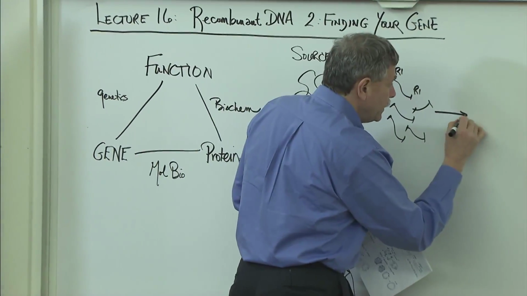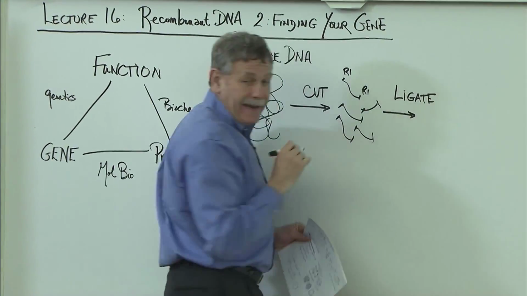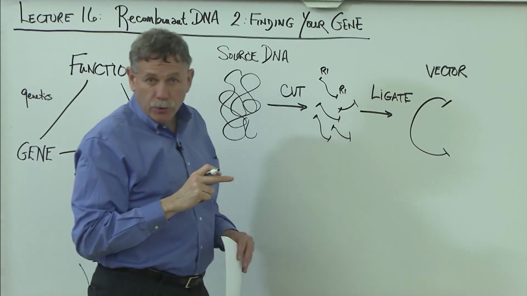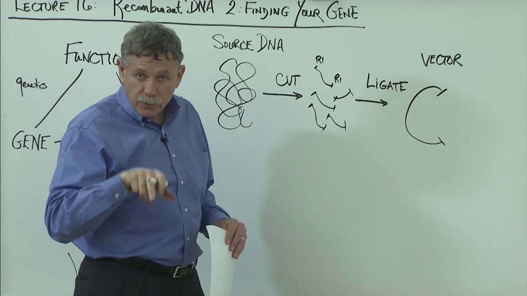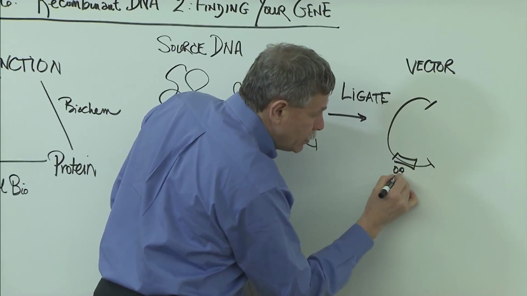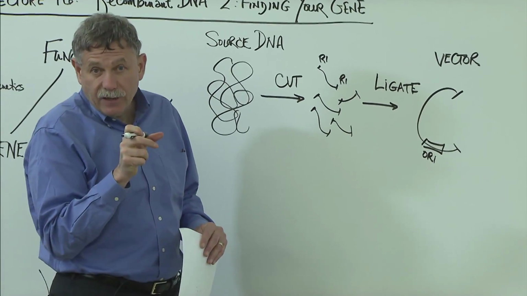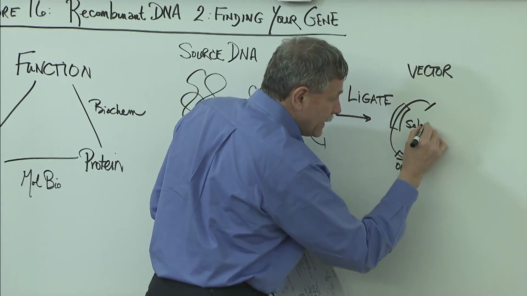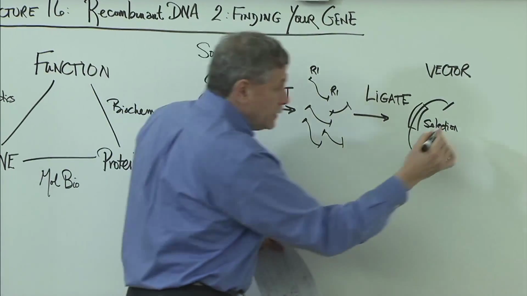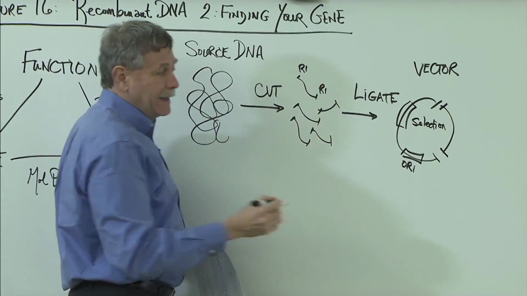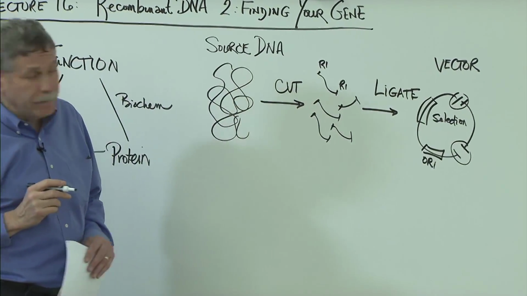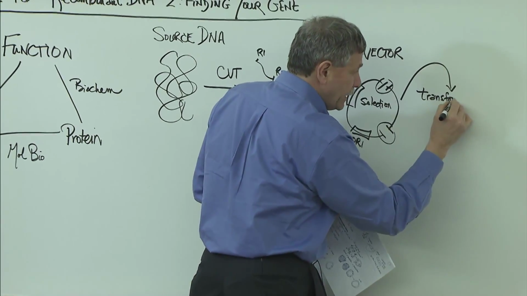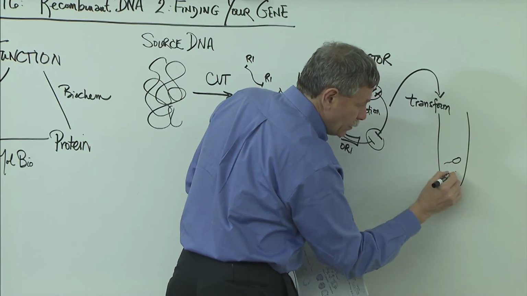We take those pieces, we ligate or paste them, but ligate is the word we use, to a vector. A vector is a molecule which is capable of being replicated when it goes into a cell. It has an origin of replication, the DNA sequence that says to the cell, start copying me here. And it has a selectable marker, maybe an antibiotic resistance marker. And the pieces of DNA from our source are ligated onto our vector to make a circle of DNA. That circle of DNA is transformed into bacteria.